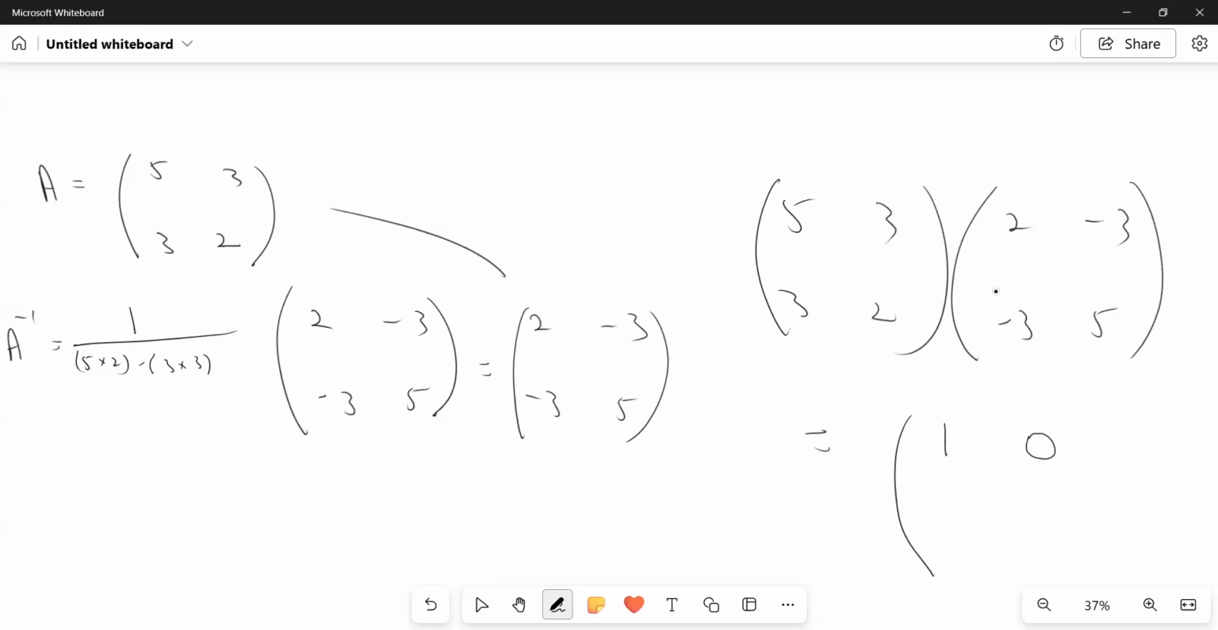And you go with this row by this column. 3 by 2 is 6. 2 by minus 3 is also minus 6. So add the 2 together, you get 0. Then 3 by minus 3, you get minus 9 plus 2 by 5 is 10. So you add them, you get 1. You get 1001. You do have the unit matrix. So we were right. We did get the right inverse.